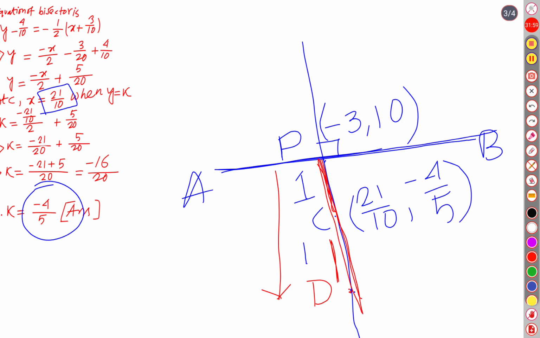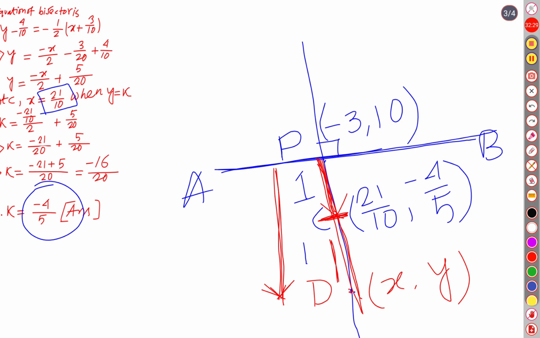I think you got my point, that they have told that PD is double of PC. That means C is the midpoint. So if we know the midpoint of any straight line, then easily we can find the distance of D. Suppose this D is over here, X and Y. We don't know any of the coordinates, so suppose let them be XY.